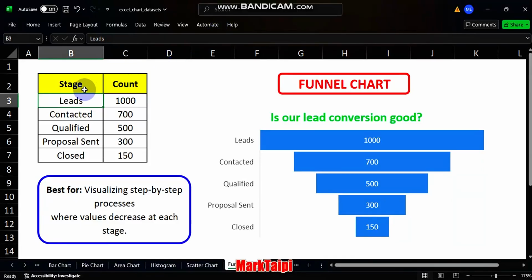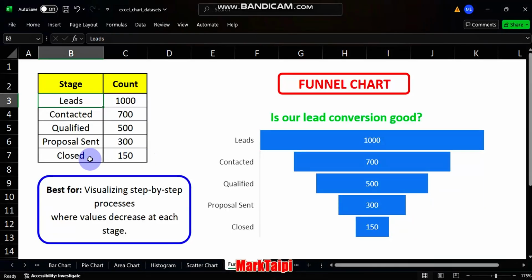Suppose in a company we have 1,000 leads, and just to be safe, leads are potential customers or potential clients. So suppose we initially have 1,000 leads, and 700 of them are contacted, 500 qualified, and 300 proposals are sent, and in the end, 150 leads are closed.